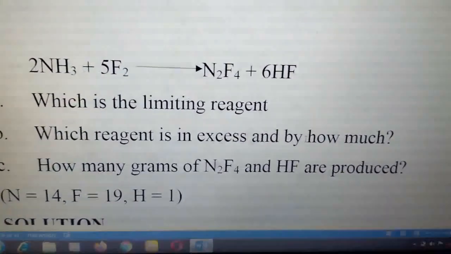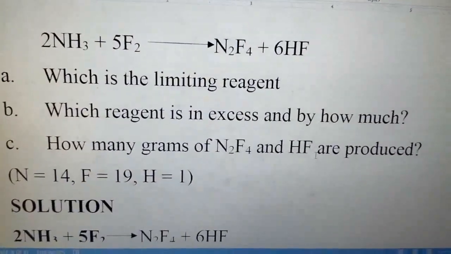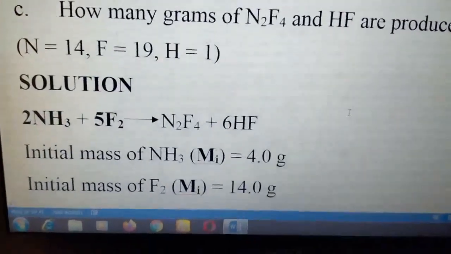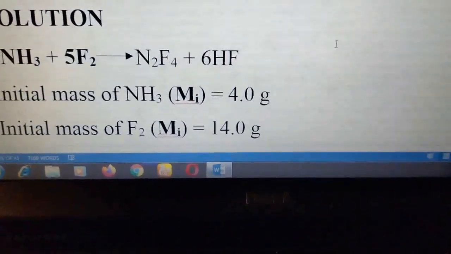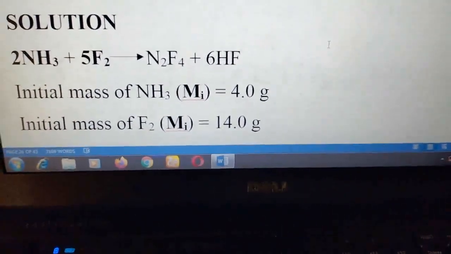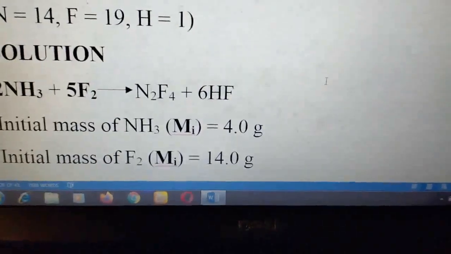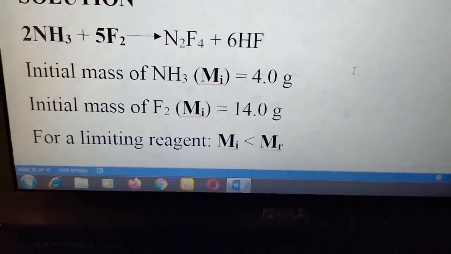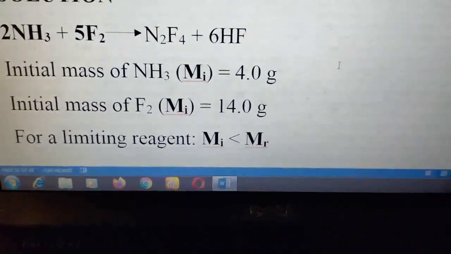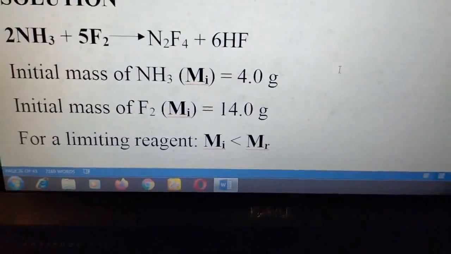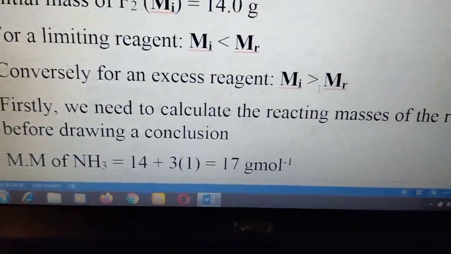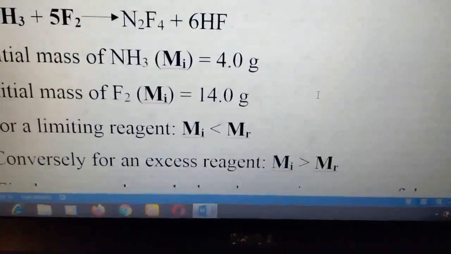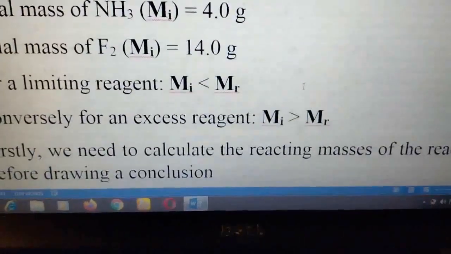So we are just applying the same thing that we have done before, the same solution. We now get the equation down. The initial mass of ammonia, that's the Mi for ammonia, is 4 grams. That's the mass of ammonia introduced for reaction. The initial mass of fluorine is 14 grams. For the limiting reagent, the initial mass should be less than the expected reacting mass, and for the excess reagent, the initial mass should be higher than the reacting mass. So we have been given the initial masses in the equation. We have to calculate the reacting masses.